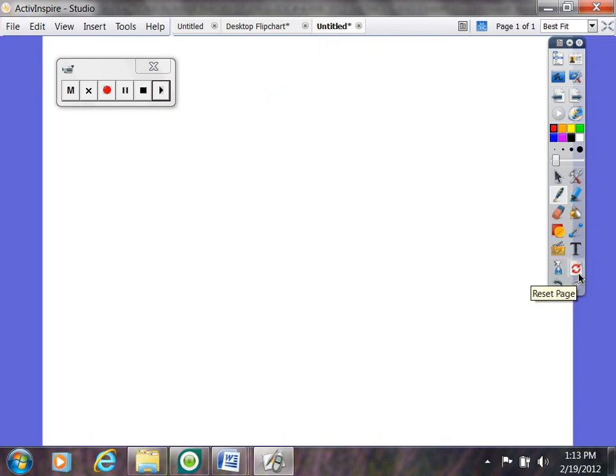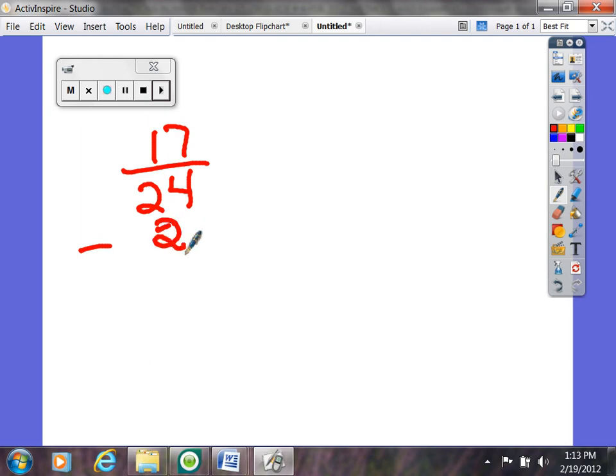All right, let me do another one of those, a little harder. Let's do 17 over 24 minus 2/5. Let's do that. This is a little bit more challenging. All right. I need to find a number that I can divide 24 into 5 into. And this is where it gets a little more difficult.